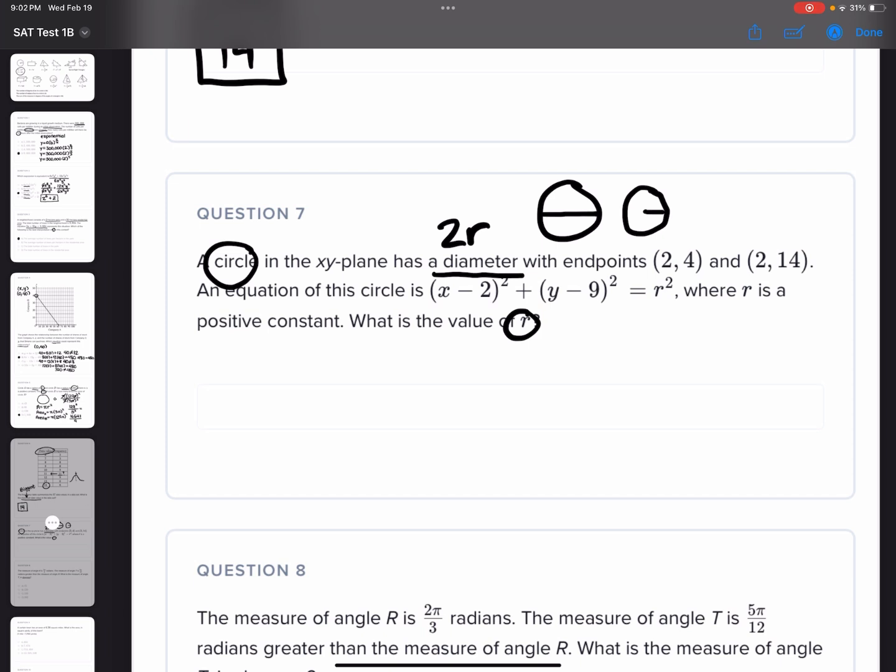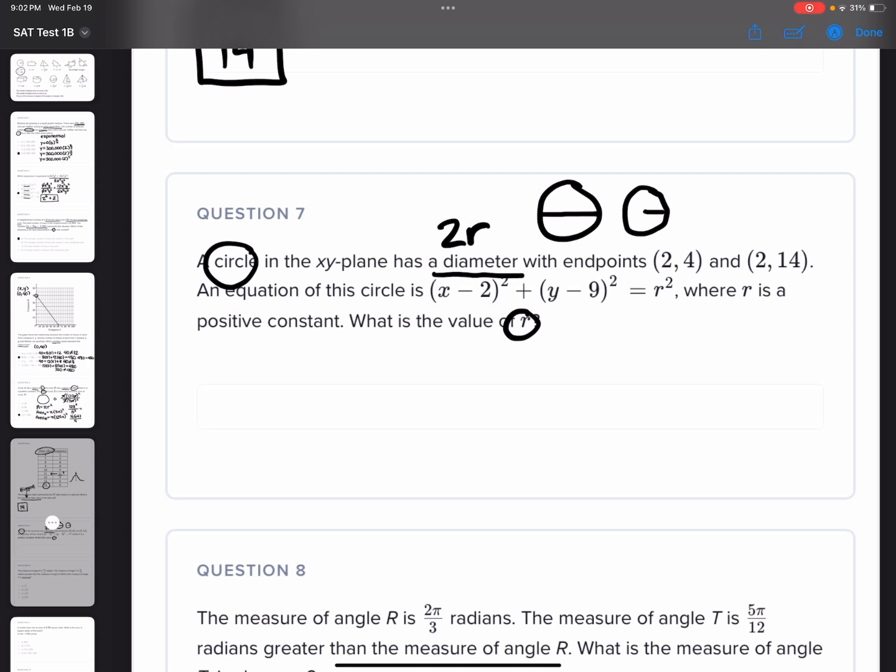And of course, the diameter with the endpoints (2, 4) and (2, 14). We're trying to find what that length is, so then we can find the radius, if you guys know what I mean, right? The length from (2, 4) to (2, 14).